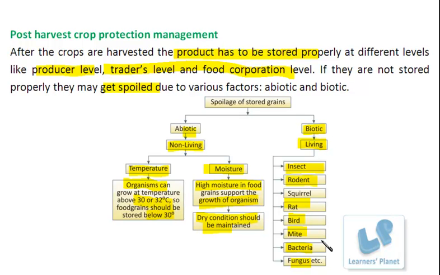Isn't it? So the overall situation is that certain preventive measures should be taken so as to avoid the growth of these organisms in the storehouses or the place wherever the food grain is stored at any level, whether it's the producer level, trader level, or the FCL, that is the food corporation level. So let me explain what these basic preventive measures are which can control the growth of these organisms, or how the crop can be protected from spoilage.